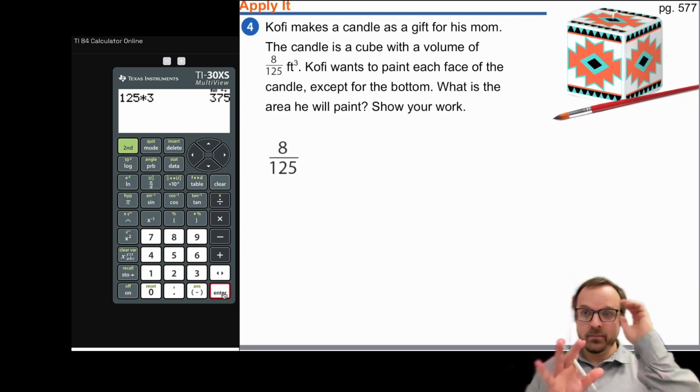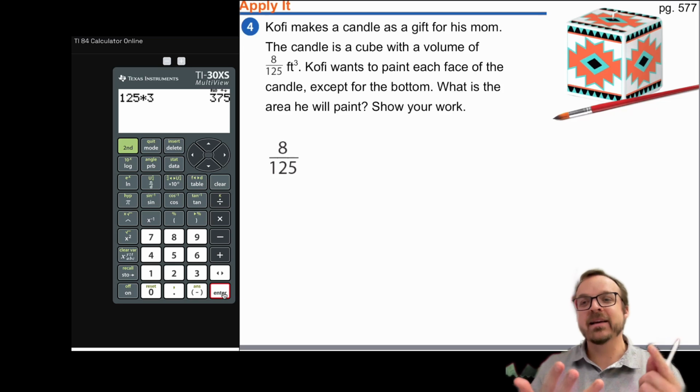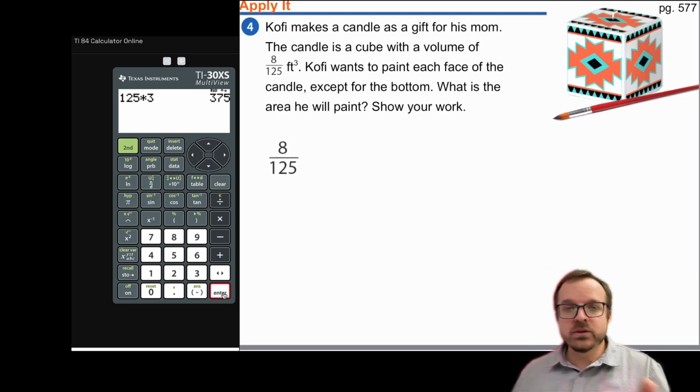Well, this is kind of a multi-step problem, not even a two-step problem. Because first off, we only know the volume, which means I could use that to go find the edge length by using cube roots. But then I have to find the area of each of the squares on each side. But then I want to multiply that by 5 because I'm only painting 5 of the 6 sides of the cube. All right, so it's a little tricky, but it's not too bad. Let's see if we can go find the edge length.